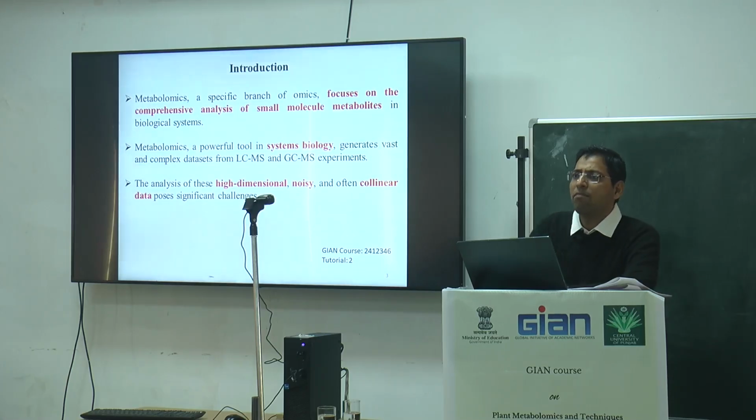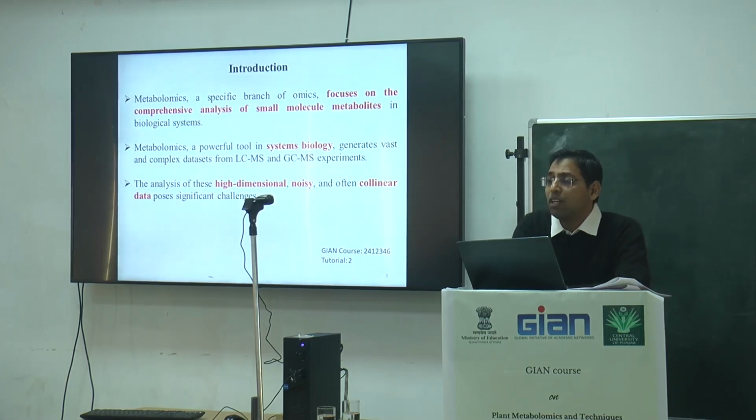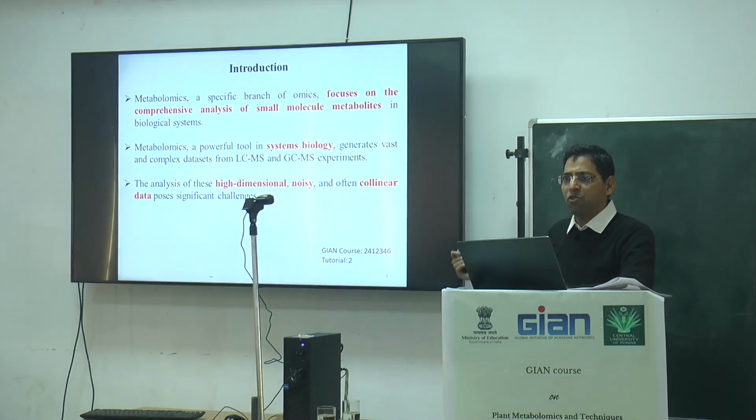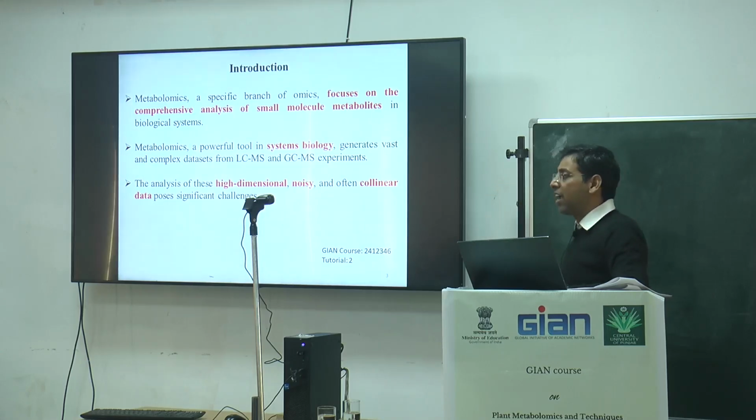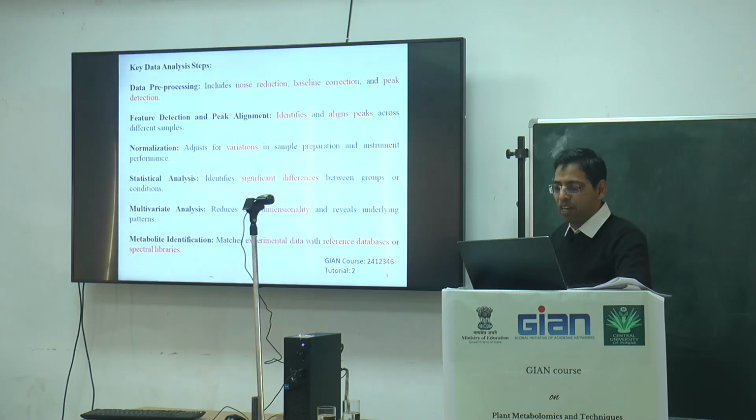We have to focus on the comprehensive analysis of small molecules, metabolites, in the biological system, where we are using GCMS and LCMS. Whatever data we get, we have to analyze, and it is multidimensional. It has too much noise, and collinear data processing is needed. These are a few challenges for anyone. You have to reduce the noise, you have to do collinear data analysis, and the data is high dimensional, with many variations in many aspects. So we have to reduce the dimensions many times.